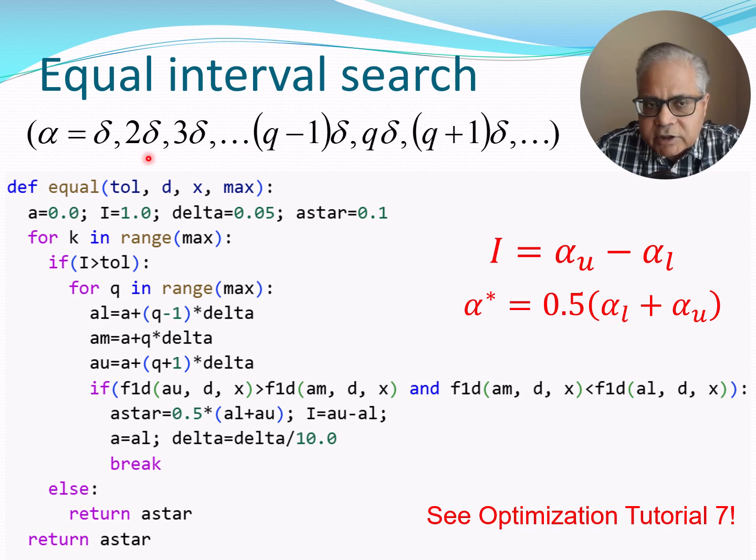For the one-dimensional search, I use a very simple method. I take the value of alpha, I go from delta, 2 delta, 3 delta, all the way forward, and then I bracket the minimum between some q minus 1 delta, q delta, and q plus 1 delta. And then once I have bracketed the minimum, I can get the minimum point as the midpoint of the lower bound and the upper bound of this value. And I keep reducing this delta. So I start with some delta is 0.05, then I make it delta is delta by 10, and I keep doing it till I converge as far as the one-dimensional search value alpha star is concerned.